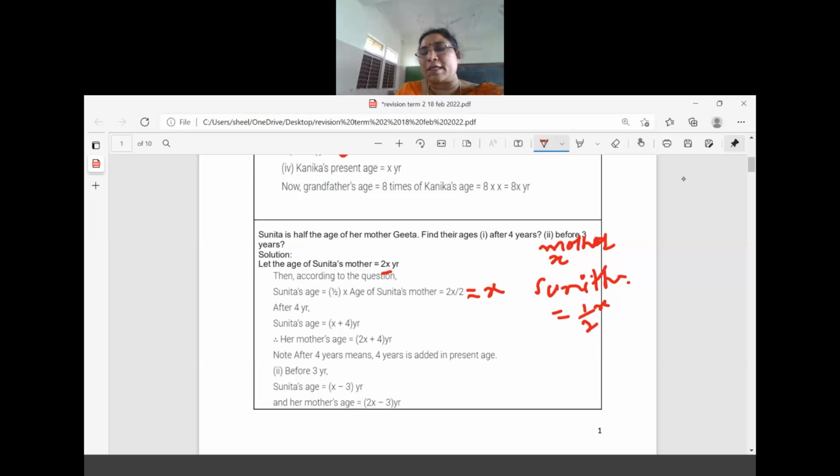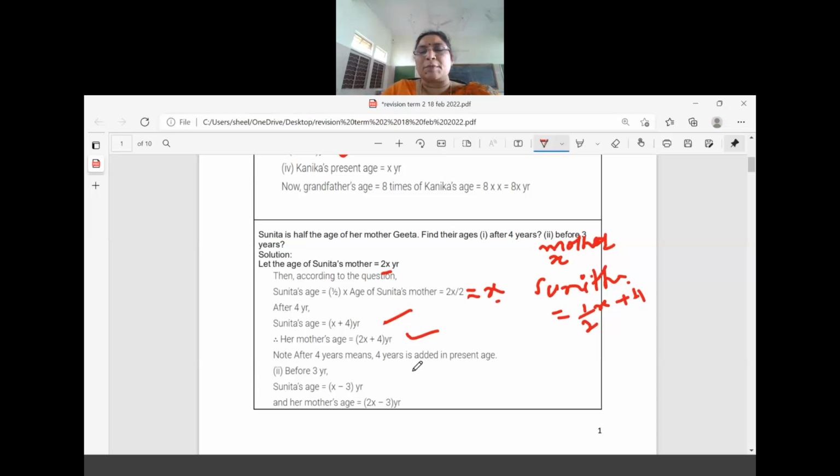Now after 4 years, what will happen? We already got x, so x plus 4 we can write. But here we have to write half of x plus 4, right? Now what is her mother's age in this case? 2x only, so 2x plus 4. Here the calculation or writing step is easy. That is why we have taken 2x. Nothing wrong in that, just x also we can go for.